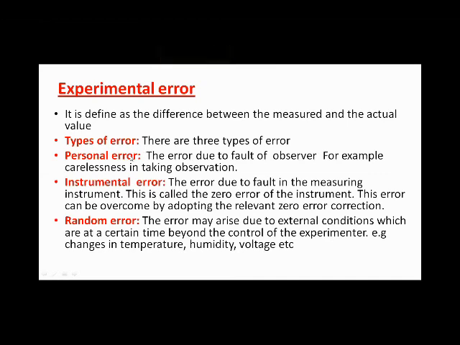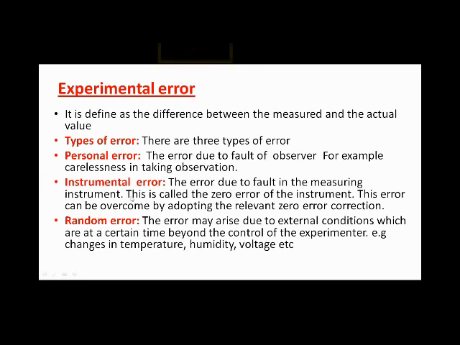The first one is the personal error. Personal error is the error which arises due to the fault of the observer. If an observer makes some fault during the measurement, that is said to be the personal error. For example, carelessness in taking observations, no concentration, no counting.